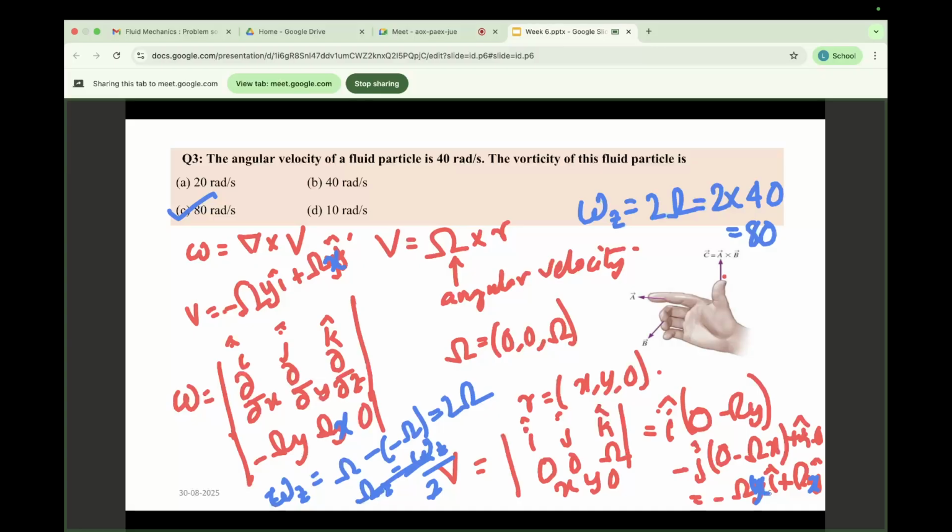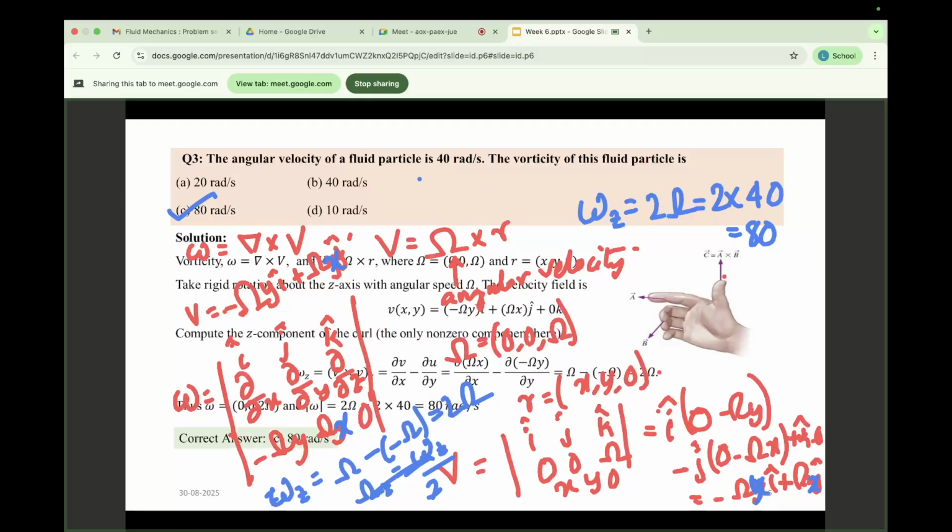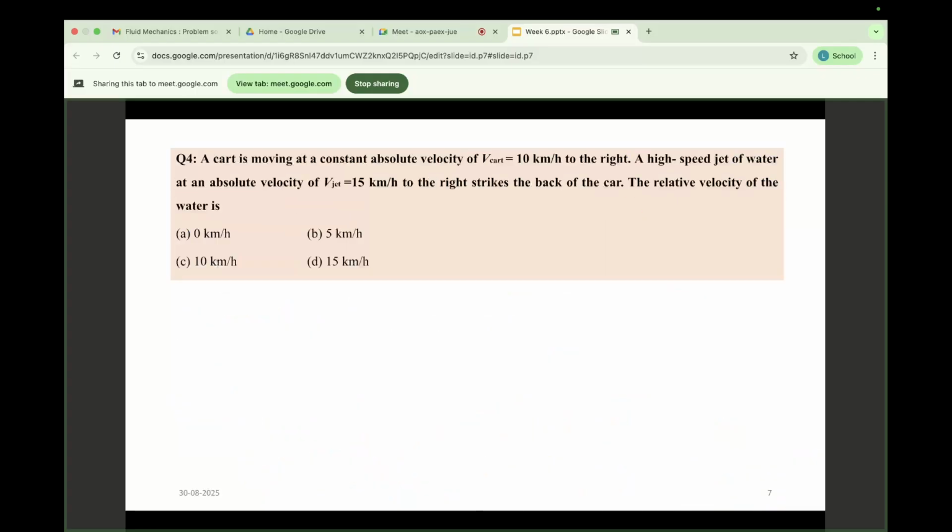So now using this formula V equal to omega cross r, I can find out this V. Now I got this velocity field vector and also the del I know. Okay. So accordingly I find out this solution. Okay, so the correct option is option C, that is 80. So I think it is clear to everyone. I think so, and also Shivam has answered it correctly. So let us move to the next question.